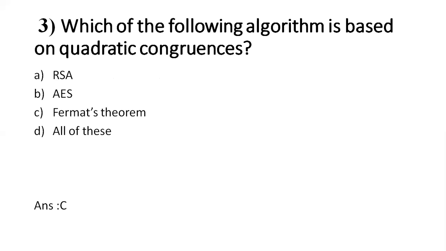Which of the following algorithms is based on quadratic congruences? RSA algorithm, AES algorithm, Fermat's theorem, all of these. The correct answer is C.